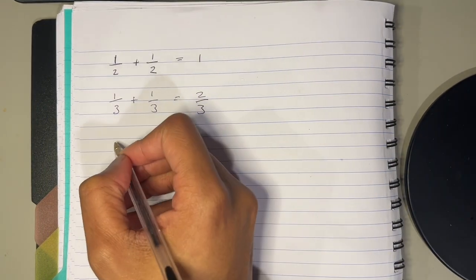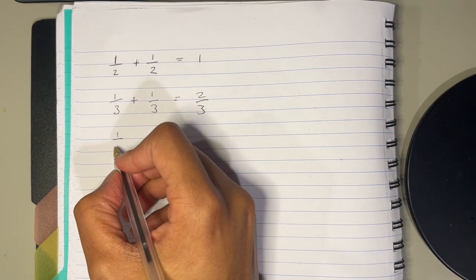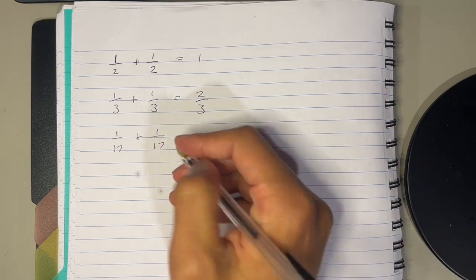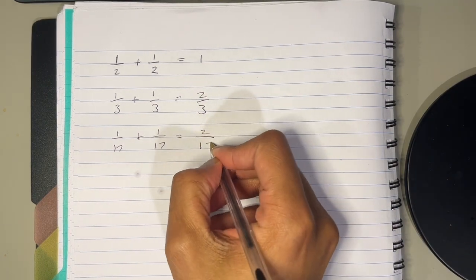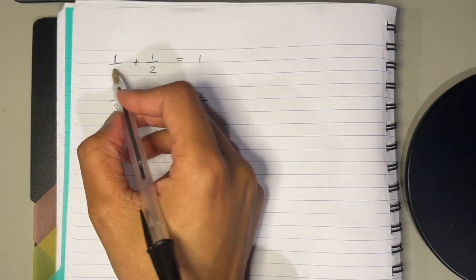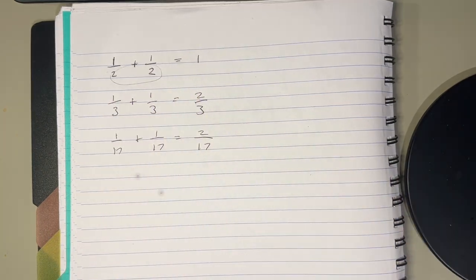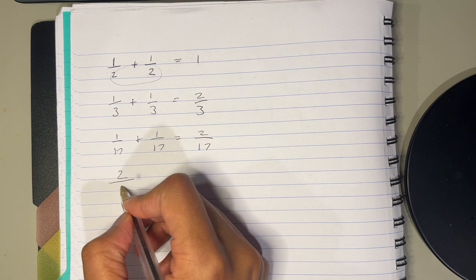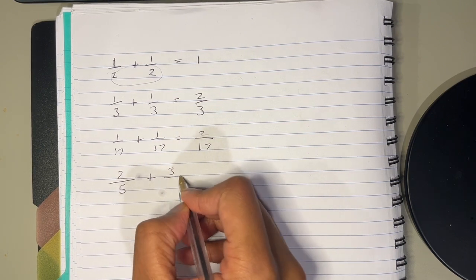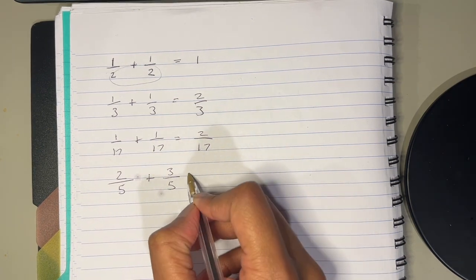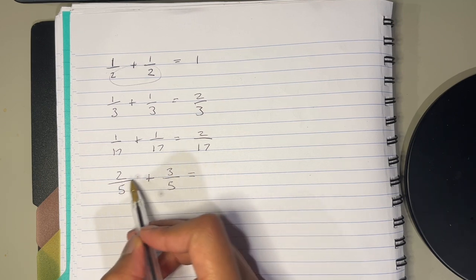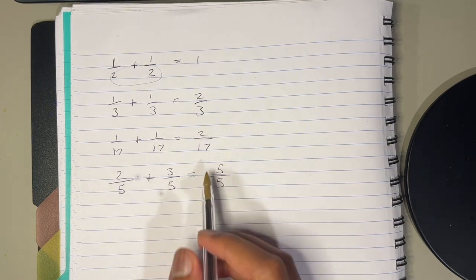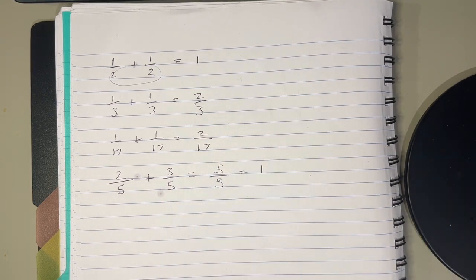And for example, if we had 1 over anything, let's say 1 over 17 plus 1 over 17, we're going to have 2 1 over 17s, so 2 over 17. So that's fairly straightforward. If the denominators are the same, the idea is you just add the numerators together. So let's have a look at a more complicated example, maybe 2 over 5 plus 3 over 5. Well, this is equal to 2 plus 3, that is 5, and we divide it by 5, and so 5 over 5, anything divided by itself is 1.